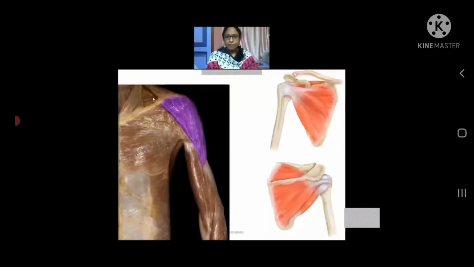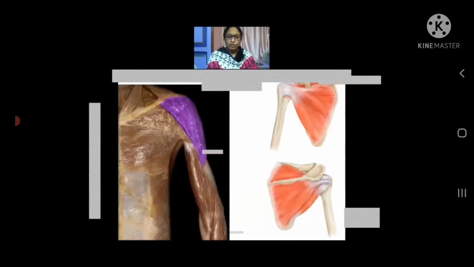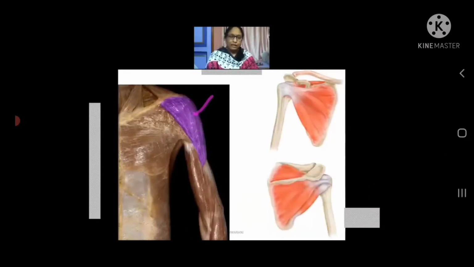Here we can see a very prominent muscle which forms the contour of the shoulder. This muscle we call the deltoid. This is the deltoid muscle. We can see that it arises from the clavicle and also from the spine of the scapula, and it is inserted into the deltoid tuberosity of the humerus. It is supplied by the axillary nerve, and this muscle is known as the powerful abductor. It is the chief muscle of abduction.